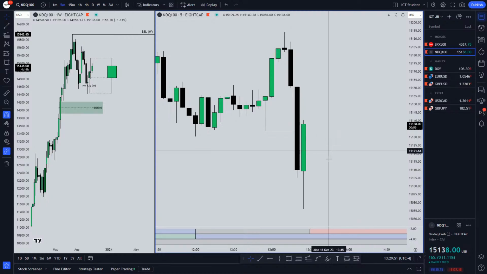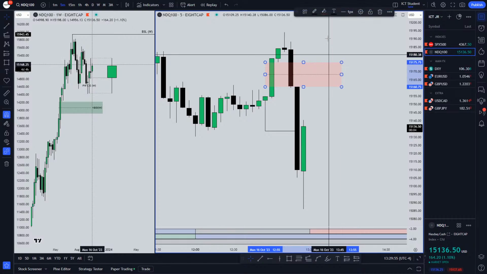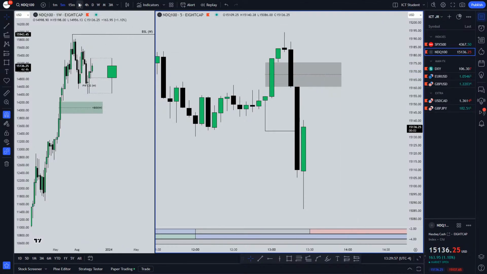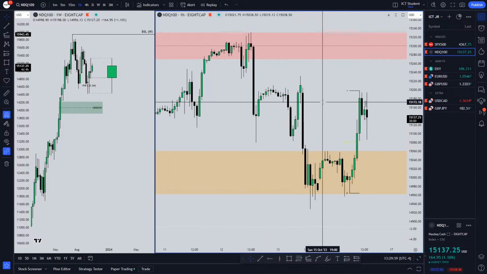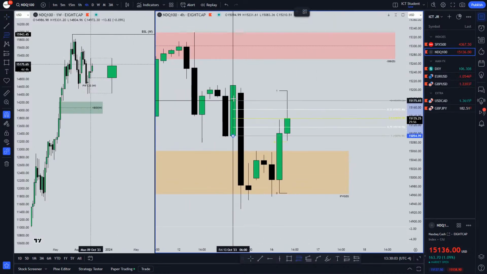So on the 5 minute time frame in NQ, we have a balanced price range right here. Even on the 1 hour, you can just see it. The 4 hour, let's see the 4 hour. I feel like we were just bound to hold this right here.